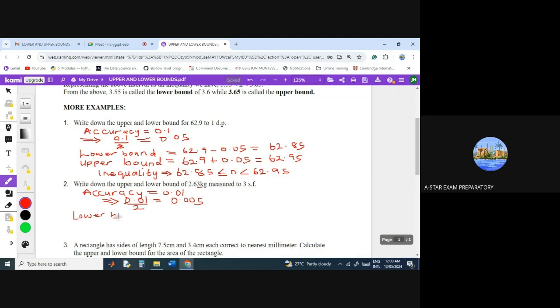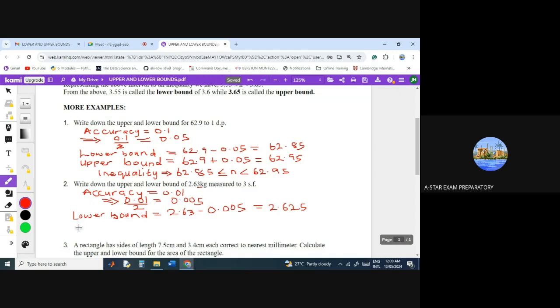Okay, so we can now write our lower bound. Lower bound equals 2.63 minus 0.005. Subtract that, and that gives us 2.625. Okay, so that is the lower bound.